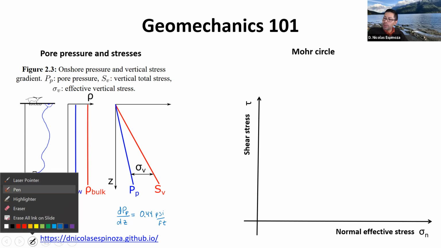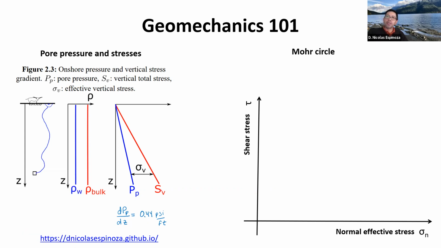But however, we have this other gradient, which is the gradient of total stress, or the overburden. And this is going to depend not on the density of water, but on the density of the rock, with the fluids and with everything. And this gradient, as you can see over here, is going to give you a stress which is higher than the pore pressure. And this gradient is about 1 PSI per foot. So it's about a little bit more than twice the gradient of pore pressure.